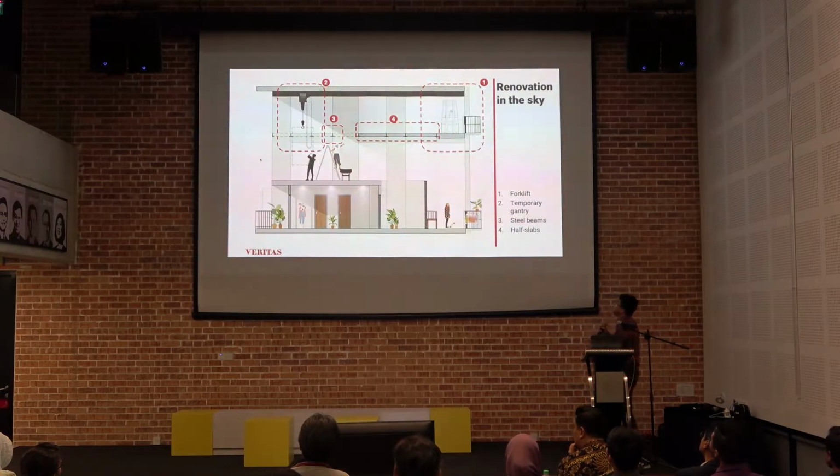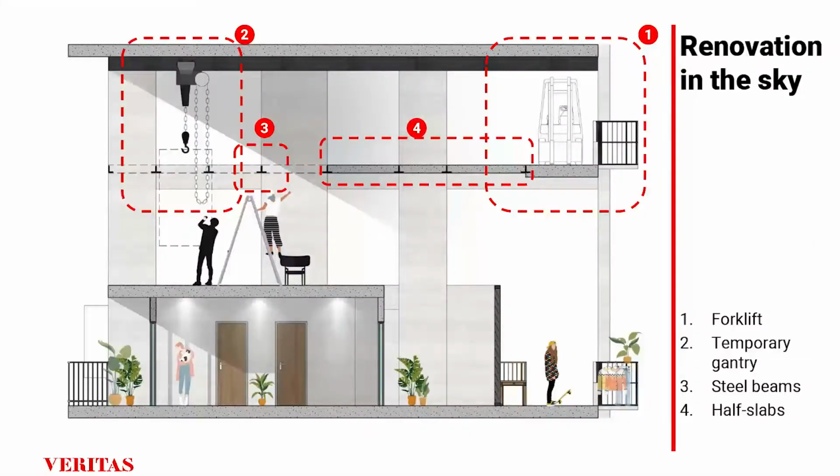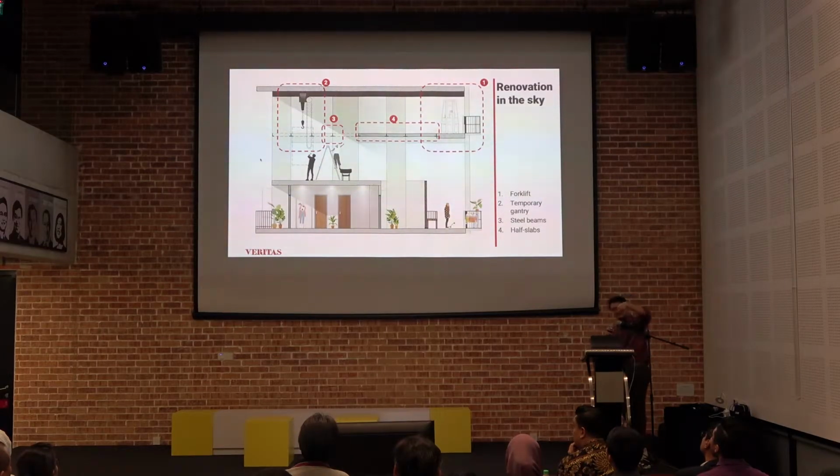So as you can see, this is a forklift. This is a temporary gantry that has to be installed. We have all these ideas about precast elements where you can just slide the mobile gantry in and all that kind of details. And this will carry the elements one by one, creating this construction process.